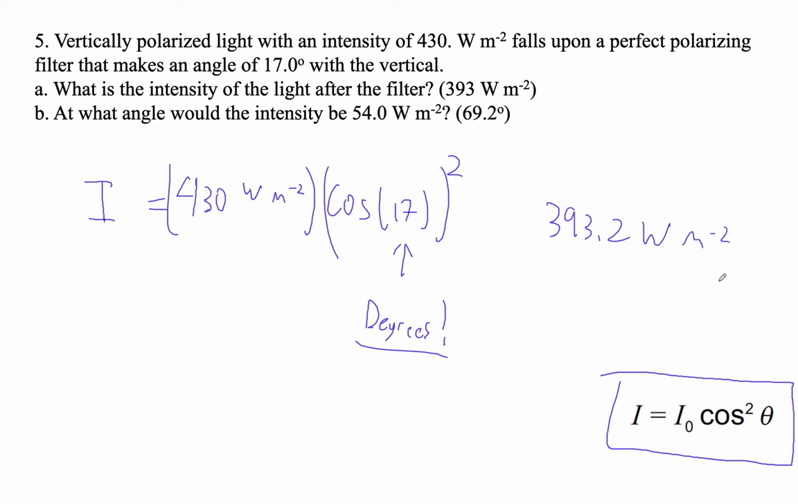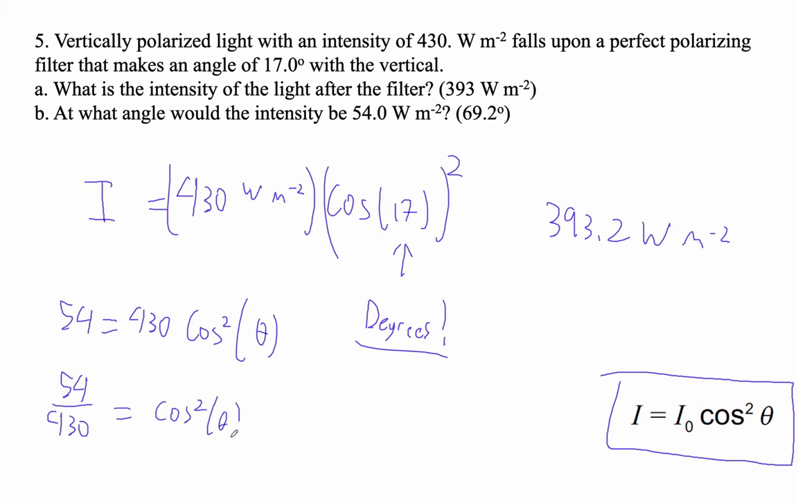At what angle would the intensity be 54? This is the intriguing part. The second part says solve for the theta such that the intensity would be 54. So let's do that. 54 equals 430 cos squared theta. What we're going to have to do is divide, square root, and then take the inverse cosine. So 54 over 430 is cos squared theta. The square root of that gets rid of the square, and then you do the cos minus 1.